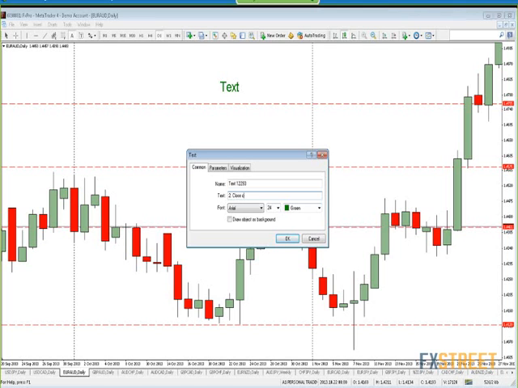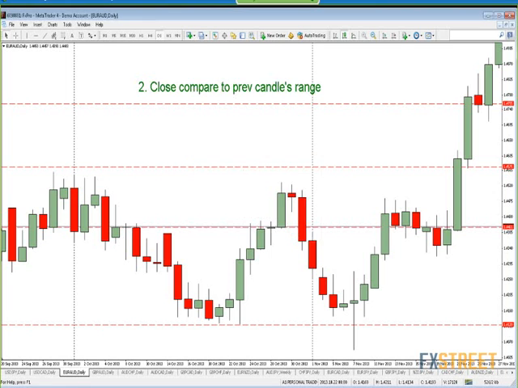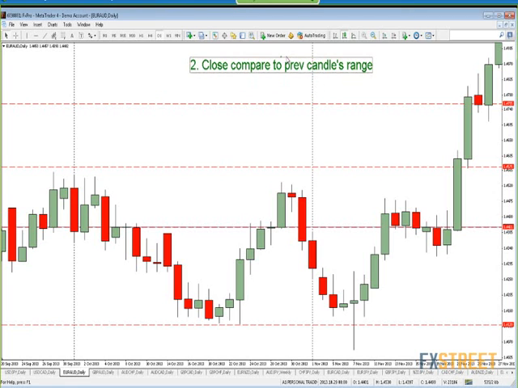How does the close compare to the previous candle's range? You have the prettiest, longest tail in the world, but if it doesn't compare favorably to the previous candle's range, and by range I mean high and low, then it's worthless. So how does the close compare to the previous candle's range?